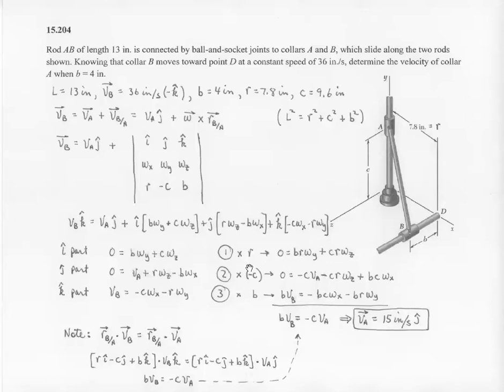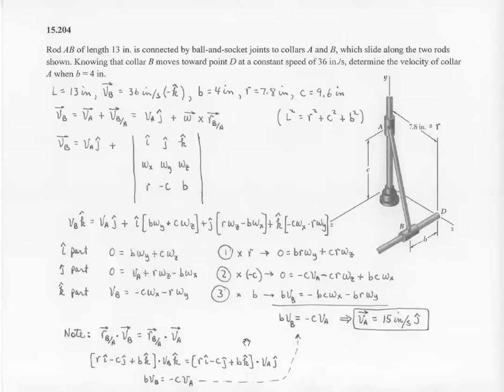And so when you do this particular conversion, you'll notice that all your omega terms disappear when you add all 3 of these equations together. What you end up with is b V sub B on this side and a minus C V sub A right there. And when you solve for V sub A out of here, you get 15 inches per second in the J direction.